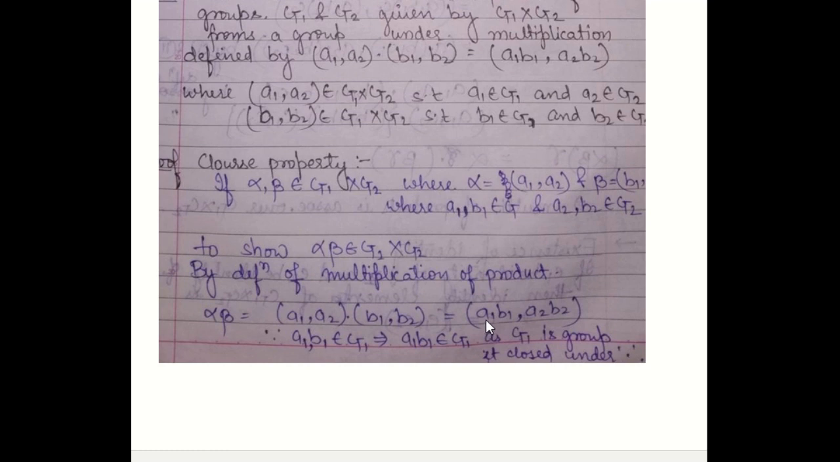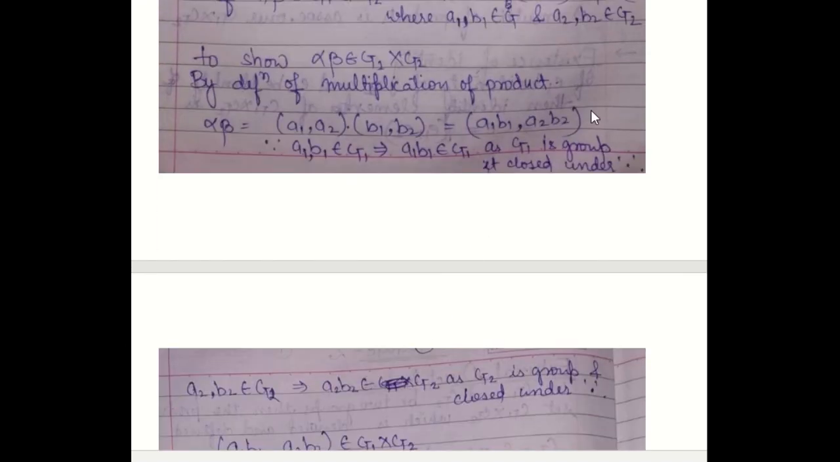I have already explained that a1 and b1 are two elements of G1, so a1 b1 will be in G1. a2 and b2 are two elements of G2, so their product a2 b2 will be in G2, because G1 and G2 both are groups. So by closure law, this element alpha beta is an ordered pair in which the first element belongs to G1 and the second element belongs to G2. This implies alpha beta belongs to G1 cross G2. So G1 cross G2 is closed under the given operation.